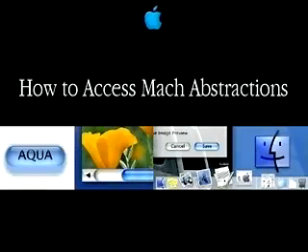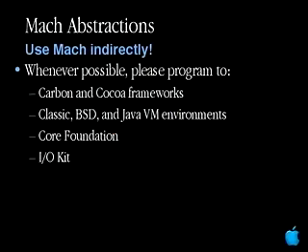Okay, so how do you guys access all these powerful abstractions that allow all these wonderful things to happen in Mac OS X? Well, for the most part, you don't. Most of the Mach abstractions are used directly by lower layers of software than the application. So for the most part, you should be programming to Carbon, to Classic, to Cocoa, and sticking at those layers, even BSD or Java, right, and using those.